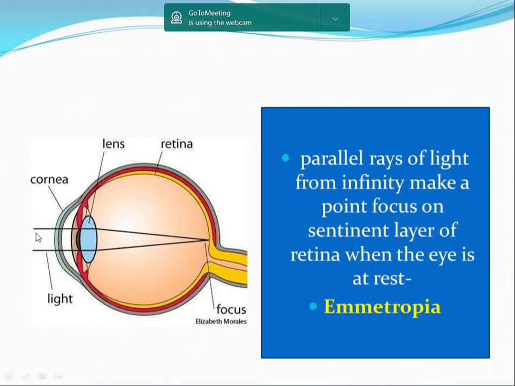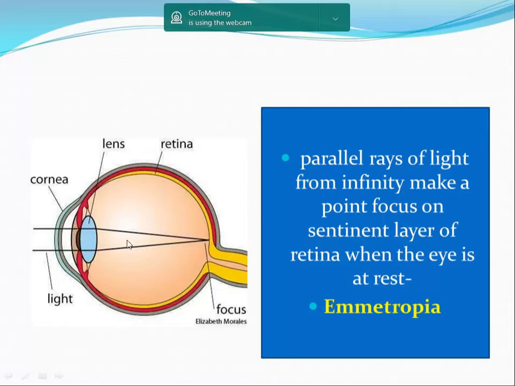This is a normal eye. All our normal eyes are designed for distant vision. So the rays that are coming from a distance are parallel. These rays are made to come to a point focus on the sensory layer of the retina. What do we mean by the sensory layer of the retina? That is the layer of rods and cones. That is the most sensitive layer, the photoreceptor layer.